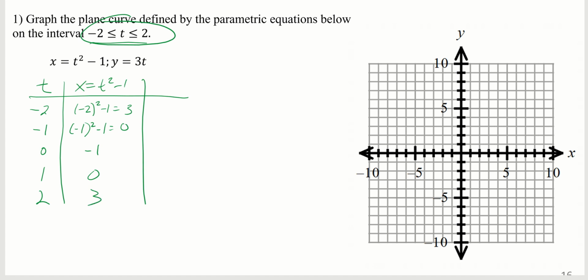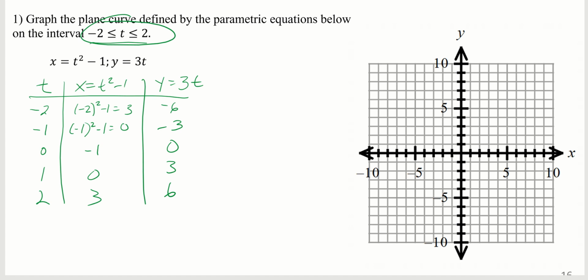Okay. Now I'm going to do the y as well. This is 3t. So this one would be -6. 3 times -2, then 3 times -1, 3 times 0, 3 times 1, and 3 times 2. Okay, and so that's the idea there.